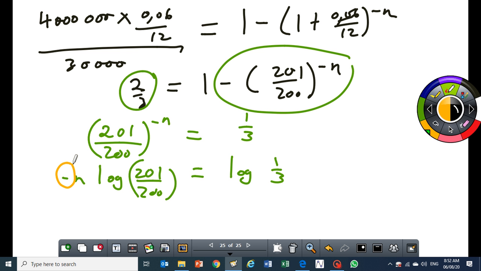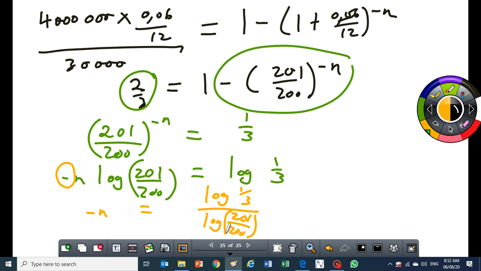Okay? So when you simplify this, you end up getting minus n is equal to the logarithm of a third divided by the logarithm of 201 over 200. The logarithm of 201 over 200 is a positive number, but the logarithm of a third is negative. So the negative that you get from here will cancel out with that negative coefficient of the n. It's very important for you to be aware of that. The logarithm of 0 is undefined.